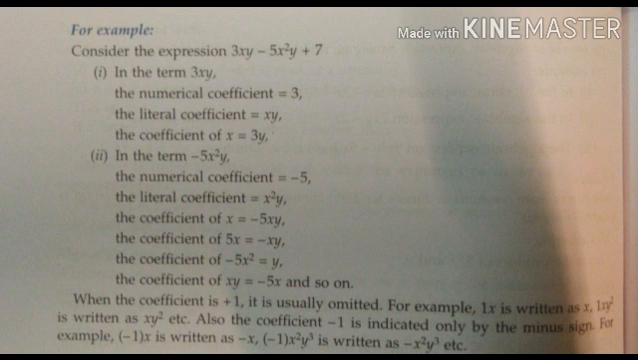Okay, if you see the example, they have given a trinomial expression, 3xy minus 5x square y plus 7. In this expression, they are taking only the first term, 3xy, and they are asking what will be the coefficient of 3. Now if you just cover up 3 with your hand, the exposed part will be xy. So xy is the coefficient of 3.